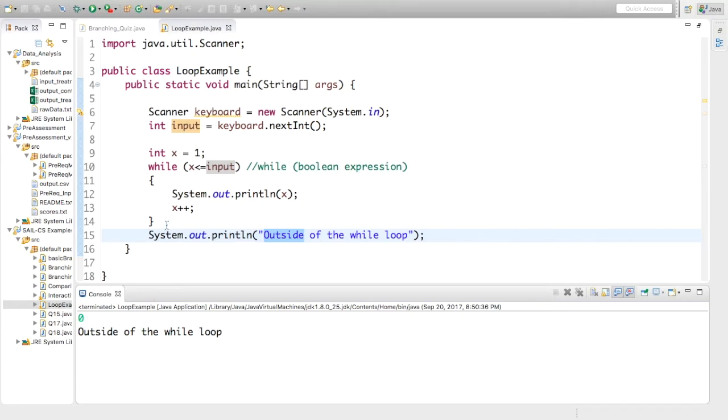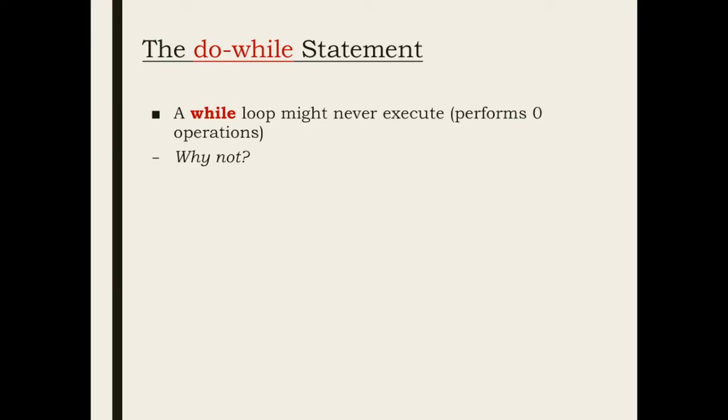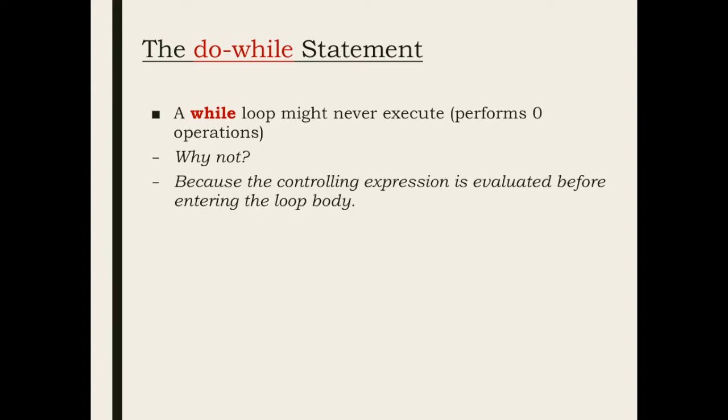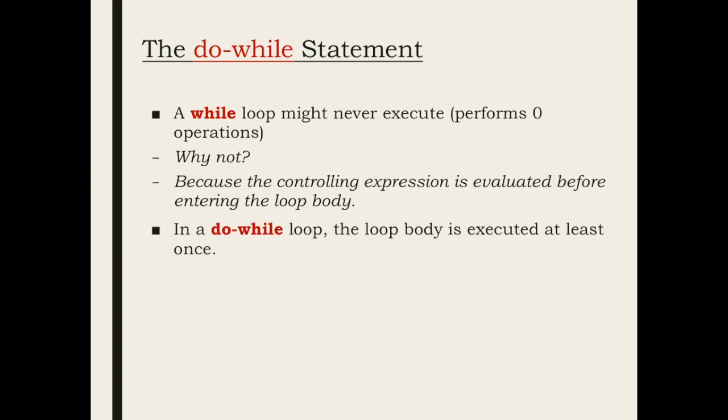So this is an important thing to note. The while loop may never execute, so perform 0 operations, because the controlling expression is evaluated before entering the loop body in the flow of control. Our second type of loop is called the do while loop. And in this case, the loop body is executed at least once, always.